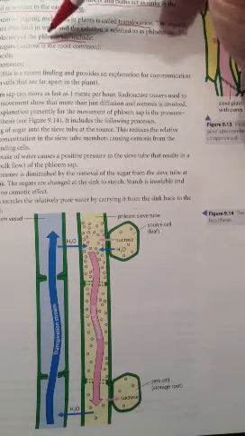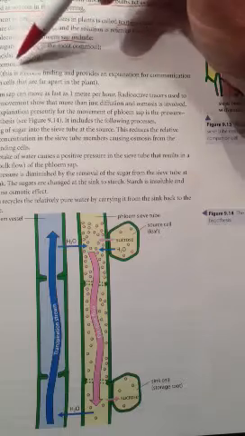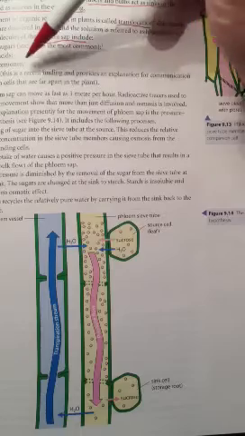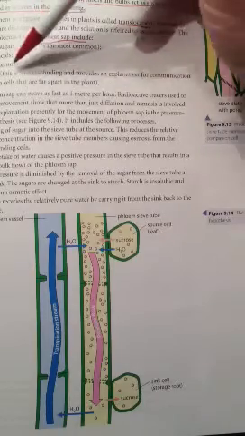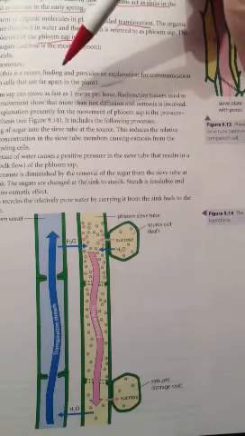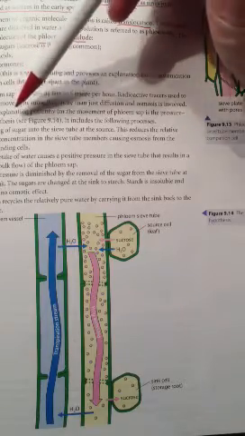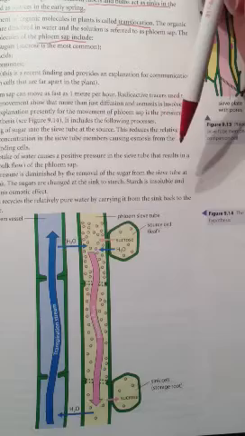And it is made up of the sap. It is the composition of sap. Sap is made of sugars, amino acids, plant hormones, and RNA. So the next question is, how do we get the sap to move through the tree?